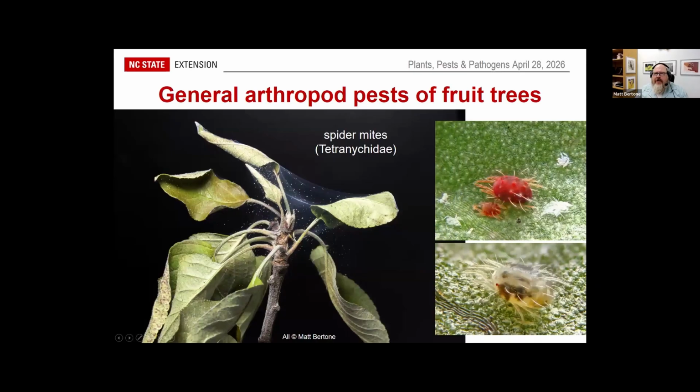So, some general arthropod pests of fruit trees. I'm not going to go into these in much detail, but just know that spider mites are very common on all these. This is actually an apple tree right here that was left in the lab, and you can see all the proliferation of the spider mites. They will cause bronzing and stippling damage on the plants. They're a sucking pest, and the little mites can be seen here over on the right.